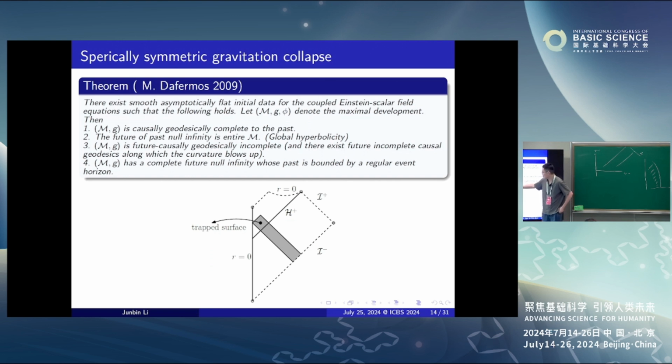It has a black hole region. Inside the black hole we will have a singularity. And the last statement is that future null infinity can be extended infinitely, so that we can say we have a black hole. The black hole is bounded by the event horizon. So this is the result of Christodoulou in spherical symmetry.